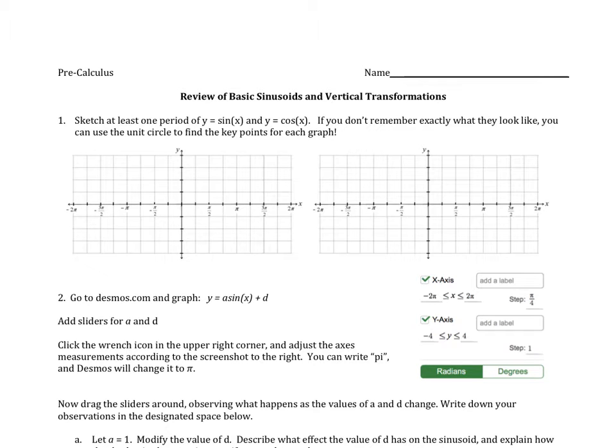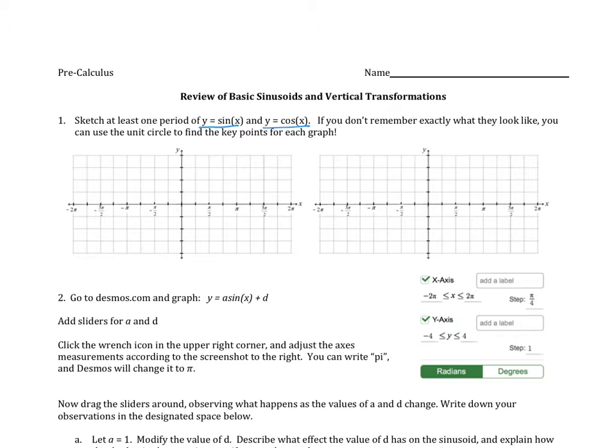In these notes, we're going to review graphs of basic sinusoids. Those are graphs of sine and cosine with vertical transformation. So we're going to have some stretches and shifts. So to begin, we're just going to graph the parent function. So that's y equals sine x and y equals cosine x.